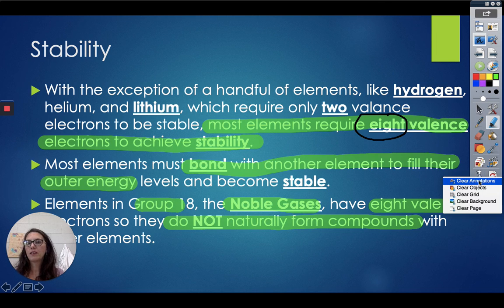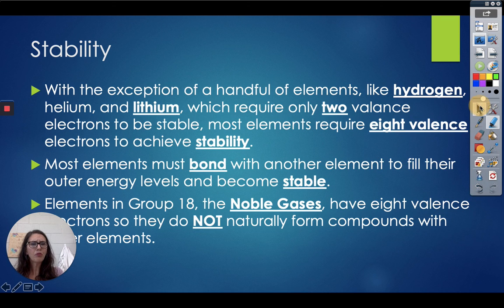All right, hopefully everybody's pretty clear on what we've got so far. So we understand that reactivity is based on the number of valence electrons. Valence electrons are the electrons in the outermost energy level of an atom, and 8 is the magic number for most atoms. If it has 8 valence electrons, it's going to be stable. It won't bond. If it has less than that, it's going to try to bond with other atoms.